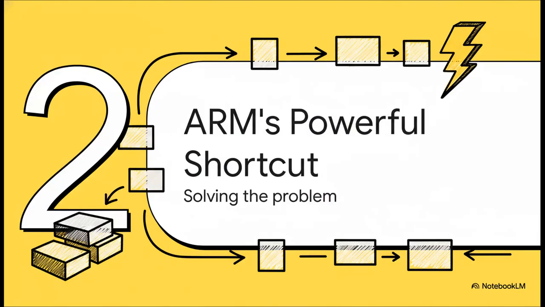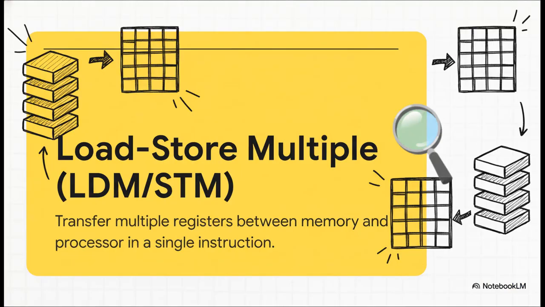This is where the really smart people who designed the ARM architecture came up with this brilliant, elegant solution, a powerful shortcut that just cleans up this whole data-moving mess. And here they are. Load multiple, or LDM, and store multiple, or STM. The idea is so simple, but it's incredibly powerful. Instead of writing a separate command for every single register, you just use one command to grab or save a whole block of them all at once.